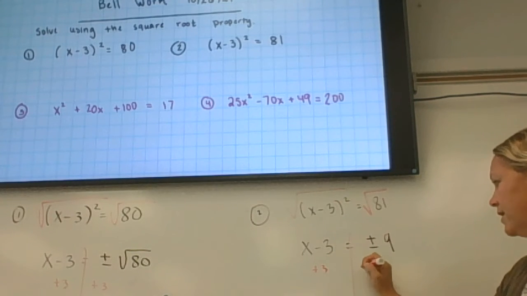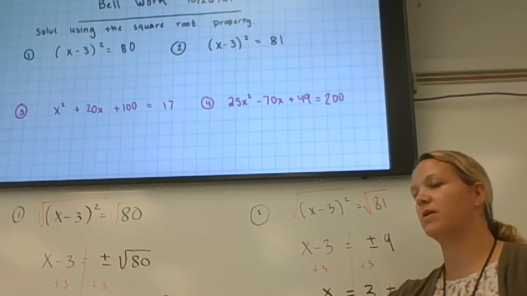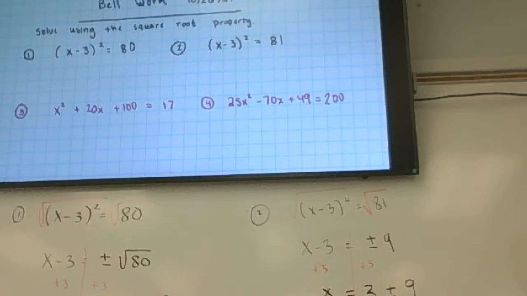Trying to get x alone, add 3 over. So I'm at 3 plus or minus 9. Because I can actually add 3 to 9 and do 3 minus 9, you have to go further. So on this problem, you have to keep going, whereas on this problem, you can't keep going. So you need to make a little note and think about it. No radical means keep going.